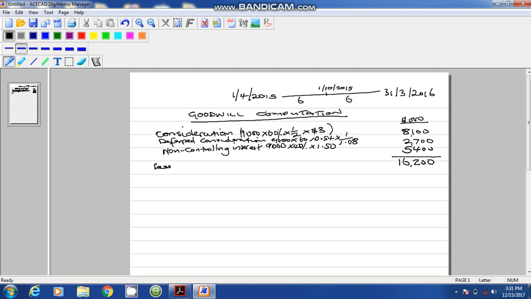Then less fair value of net assets acquired. This was split into share capital of 9,000, and pre-acquisition reserves. These are the reserves which the subsidiary had before we acquired the 60%.